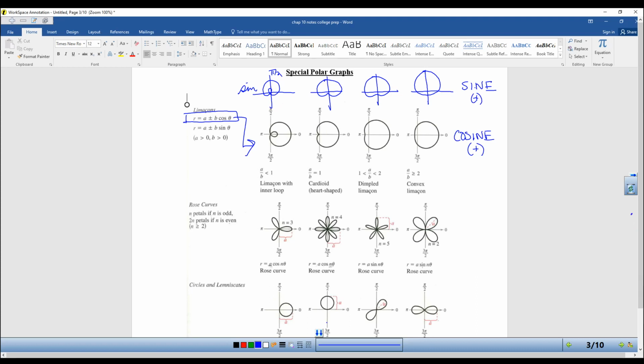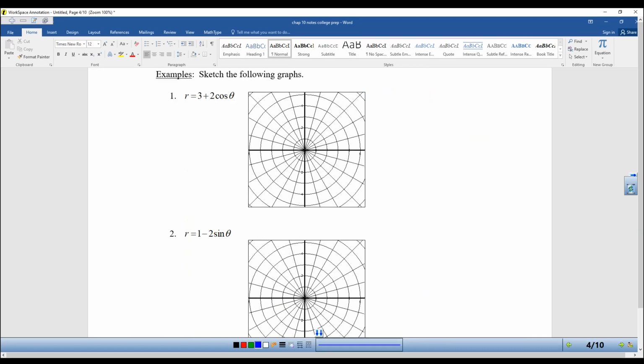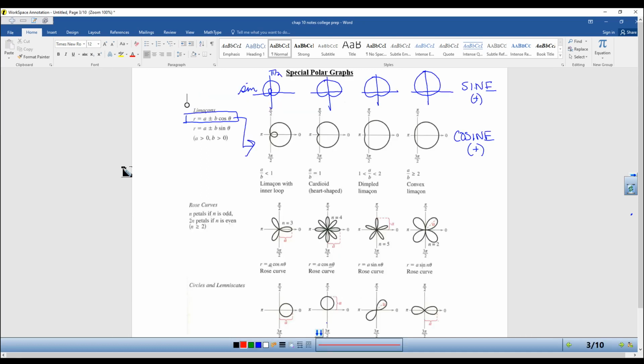So we have nothing left to learn. We are just going to do examples. If you would like to try one on your own, or as many as you can on your own, that would be great. But of course, I am going to do it for you. First I look at this, and then I try and match it on my chart. So I see 3 plus 2 cosine theta. I'm just going to go ahead and write that on this page: 3 plus 2 cosine theta.